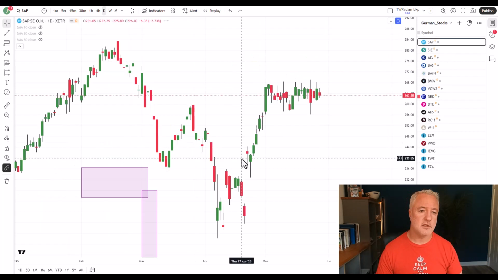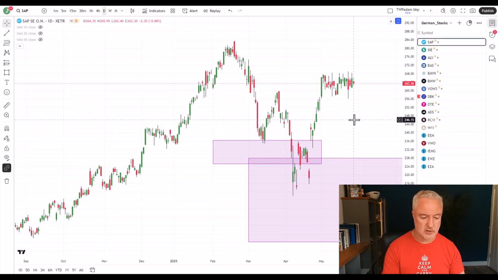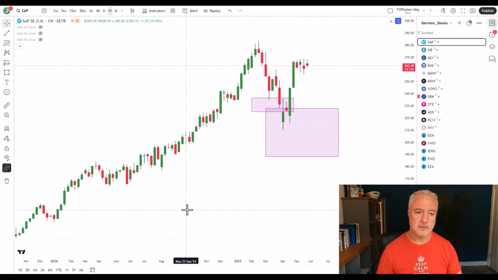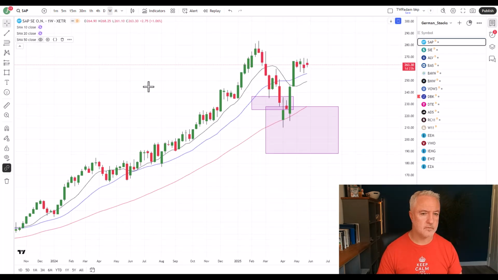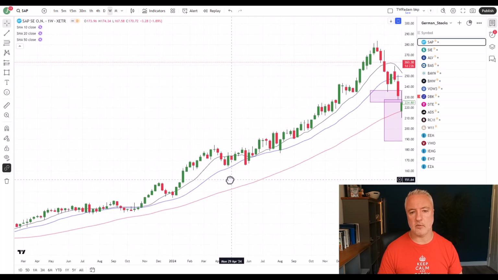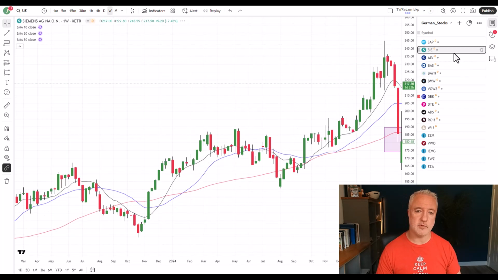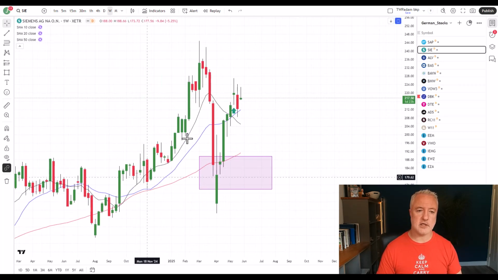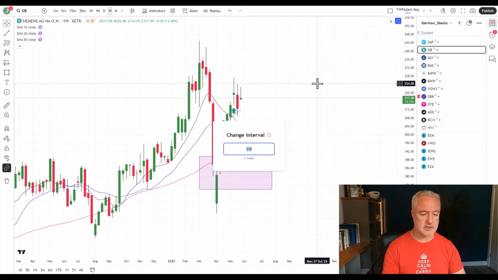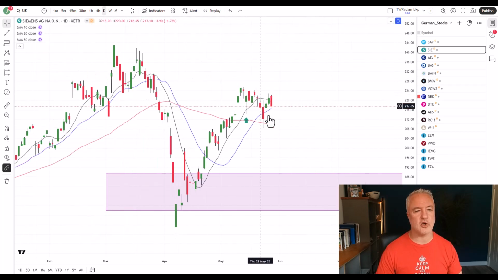Let's have a look. This is SAP. So let's look at this from a weekly perspective. Okay, trending relatively well. Let's bring these things back now. Trending relatively well for the most part. What about Siemens? So how's that looking at the moment? We've kind of bounced back to this one. Let's see if we're getting any nicer trends on the daily. Not really. This could be a potential bull flag again.